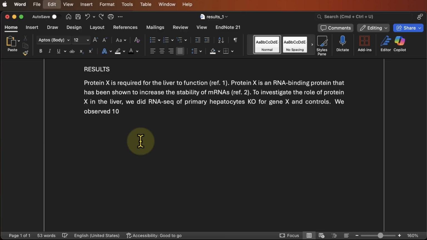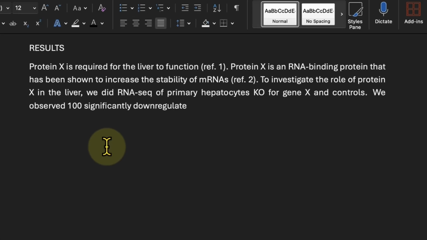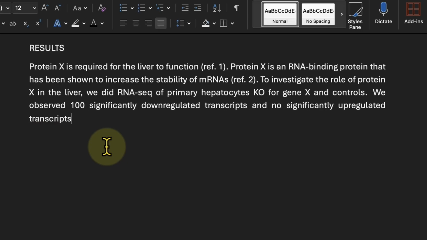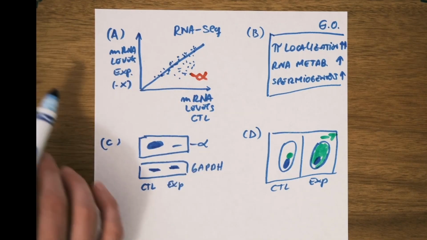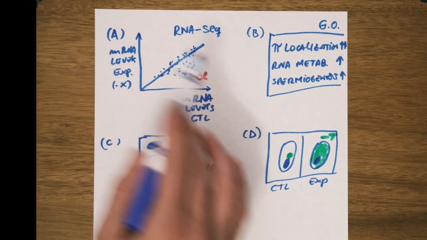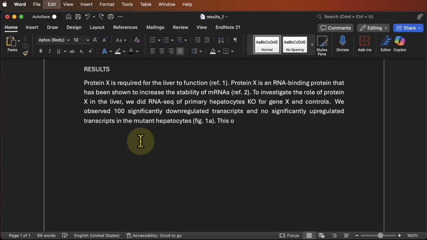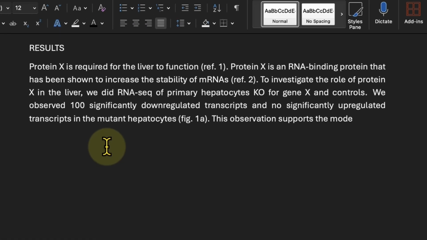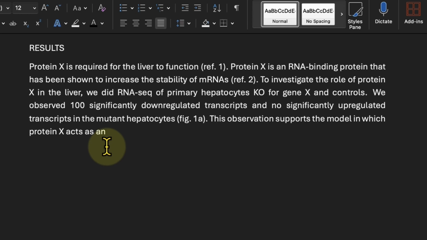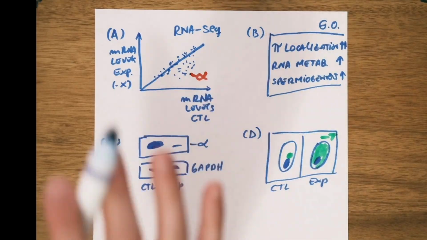So we say we observe 100 significantly downregulated transcripts and no significantly upregulated transcripts. So this is just the description, and we say that this is in figure 1a, so that's the result. And finally, we give a little conclusion for this panel. We say this observation supports the model in which protein X acts as an RNA stability factor in the liver. So this is the mini conclusion. So we are done with panel A. Now we need to move to panel B in the same way.